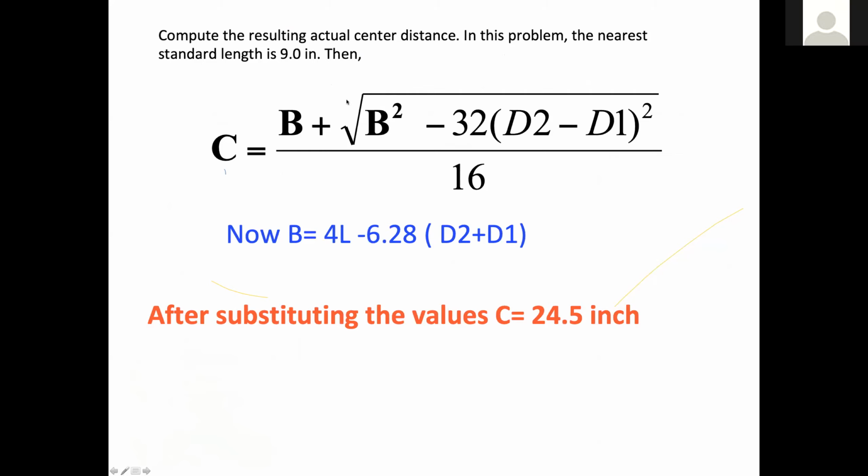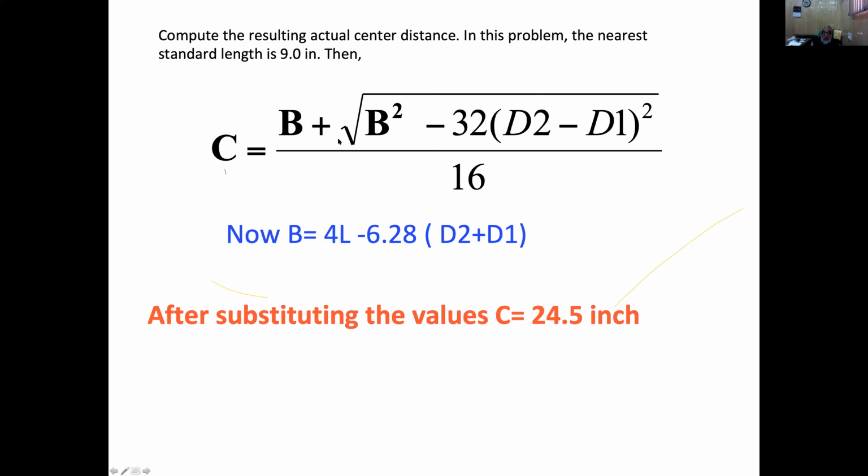Yes, sir. Please understand this. Previously you had used a center distance of 25 inches, isn't it? But now you have calculated the exact belt length, which is available in the market. So that is 90 inches. So now you can find the exact center distance.